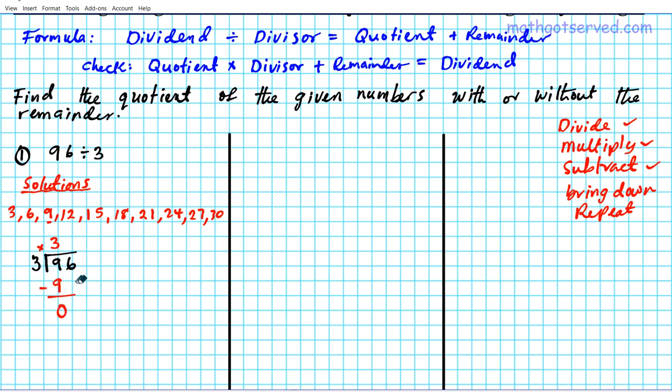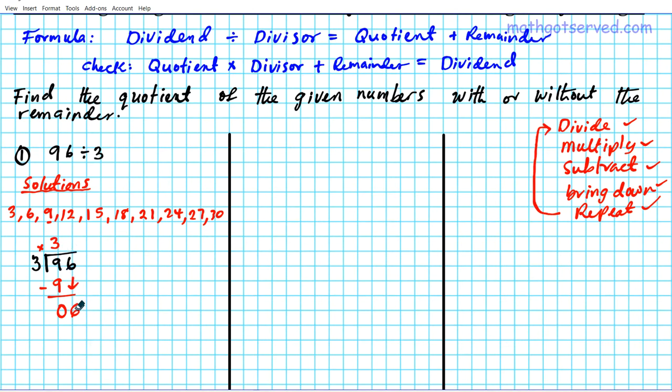We're now going to have to do what? Bring down the next digit of your dividend. Remember, it's one digit at a time. 6. Divide, multiply, subtract, bring down, and guess what we're going to do? Repeat. Go right back to the top. All right? And then keep on going.